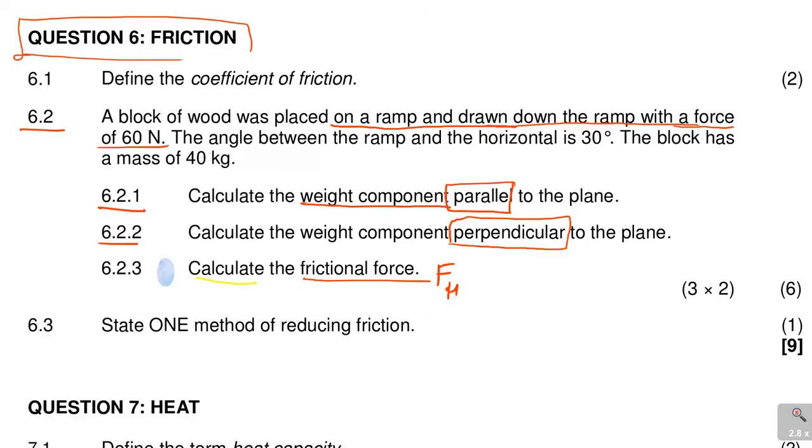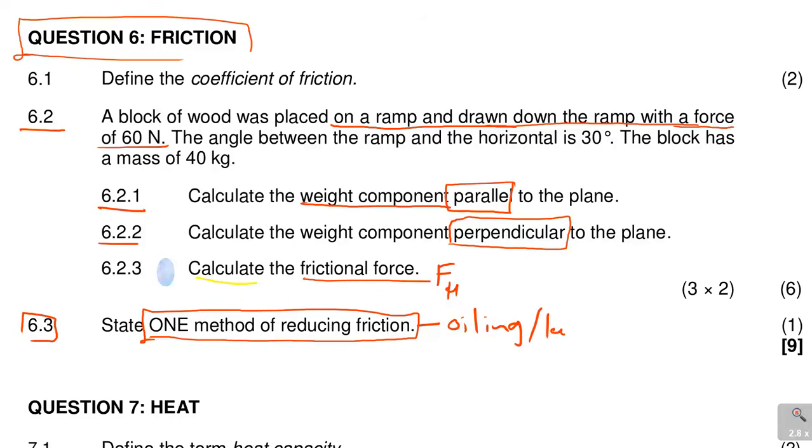Now let us look at the last question, 6.3. It says state one method of reducing friction. Now I think we have used this even in everyday life. How can you reduce friction? There are many ways of reducing friction. You can use oiling or lubrication. That can reduce friction. What can you use? You can use rollers, that can reduce friction. Anything that you think can reduce friction, what can you use also?